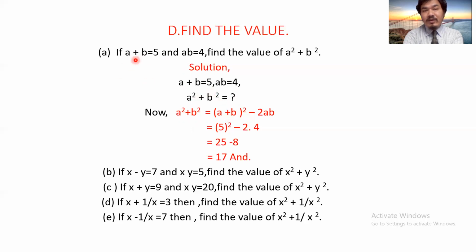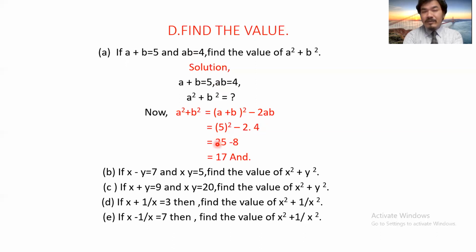If the value a minus b is given, then we have to use the formula of a minus b whole square, and outside it will be plus 2ab. That should be kept in mind. This is an important thing. This is a plus b whole square minus 2ab. Since a plus b is given as 5, write 5 square minus 2 into 4, because the value of ab is given as 4.